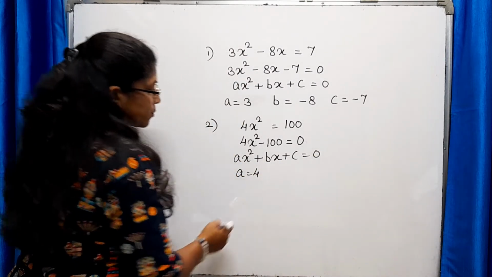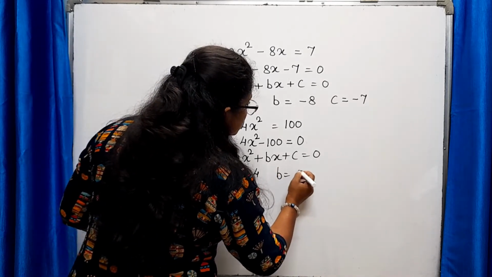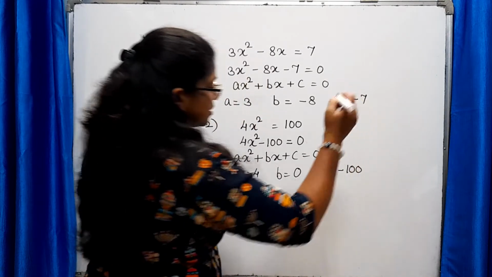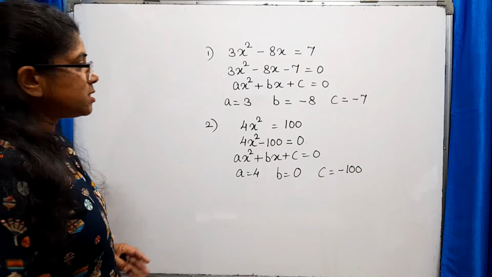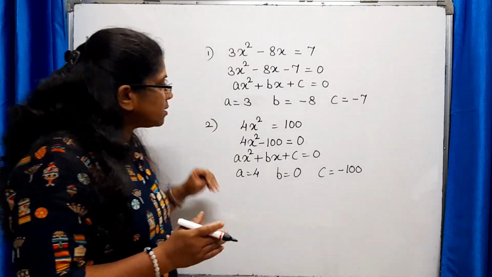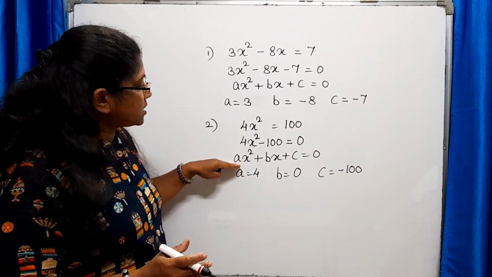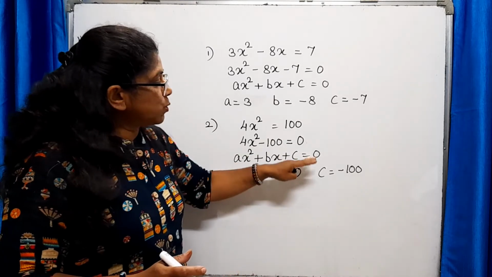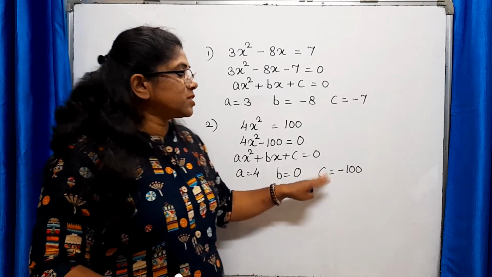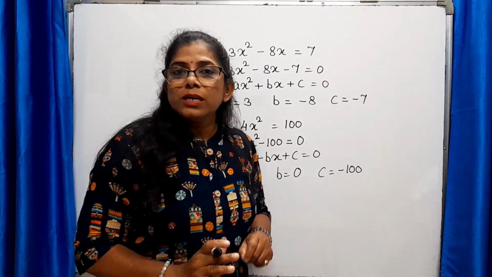A is 4. Now here we don't have x term. This means b is 0 and c is equal to minus 100. So this is how we have to write the given equation in standard form and then compare it with our general form of quadratic equation, that is ax square plus bx plus c is equal to 0, and then note down the values of a, b and c. So this is one simple question which is asked in your exam.